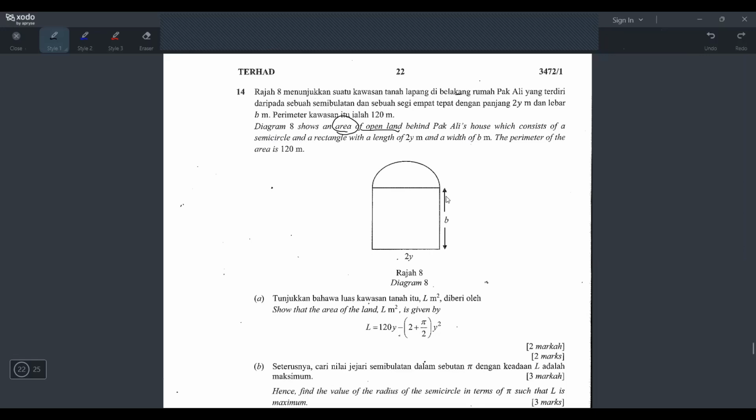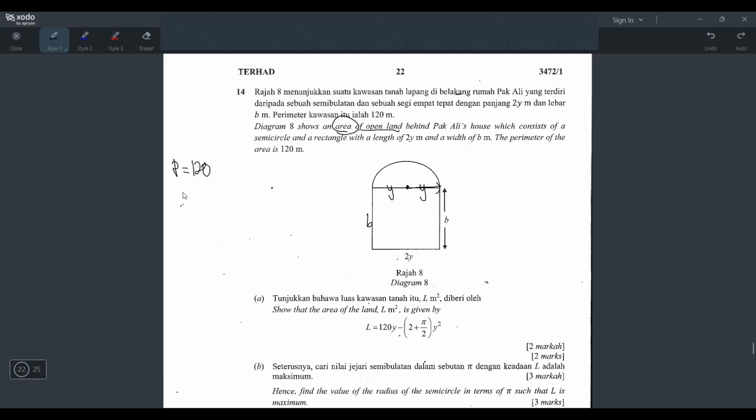So if you look at here, if this is a rectangle, if this is b, this should be b also. And if this is 2y, this is 2y also. So can you see 2y is actually the diameter of the semicircle. So can I find the radius of the semicircle? Yes, right? Just take the 2y divide 2, I'll get y. And this will be the radius of the semicircle. And then it says the perimeter is 120. So I'll write P equals 120.